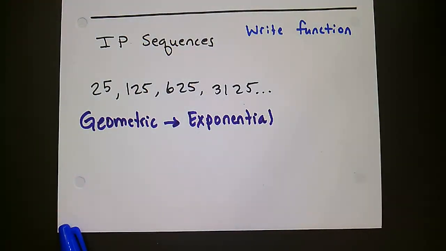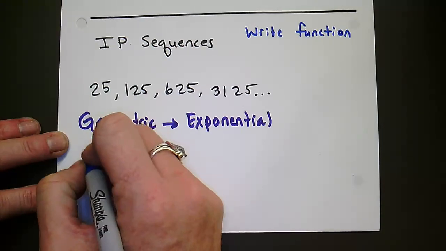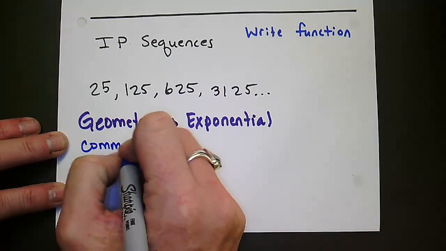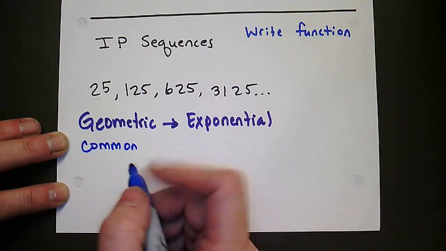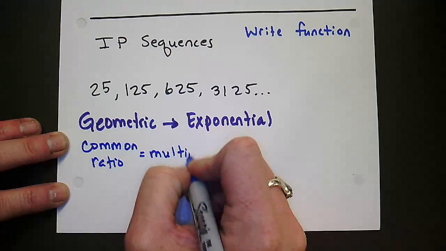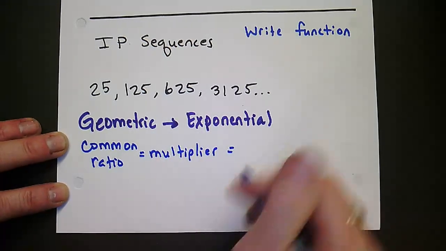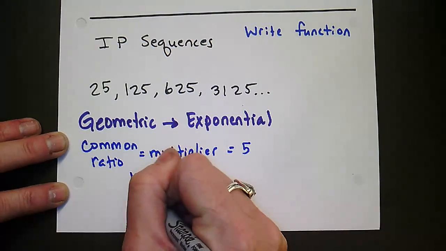It's growing with multiplication. So that multiplier, I'm actually going to call it the common ratio. That's the term that we use in sequences, because we set up a fraction, a ratio, this number over that number, this number over that number, this number over that number. Common ratio, but it is the multiplier. And in this case, it is 5, right? 125 over 25 equals 5.